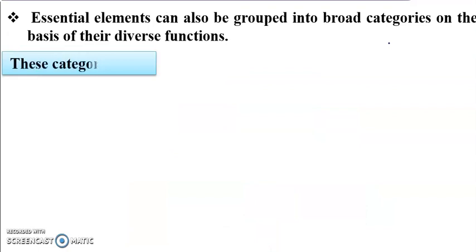Same logic applies here. Okay, so essential elements can also be categorized into more categories. So we know that there are 17 essential elements which we categorized into the macro form and the micro form. There is another way to categorize them.